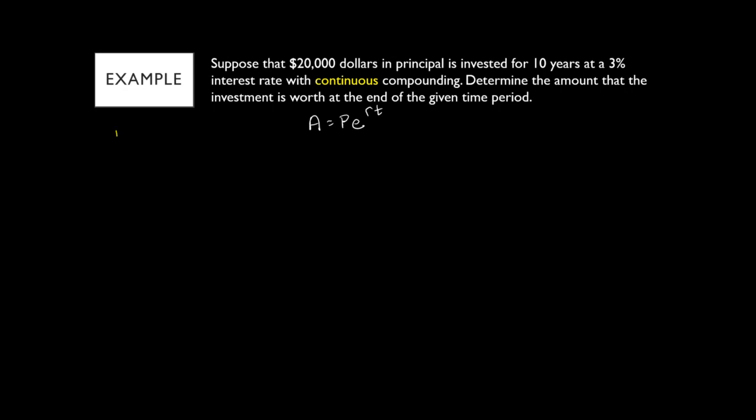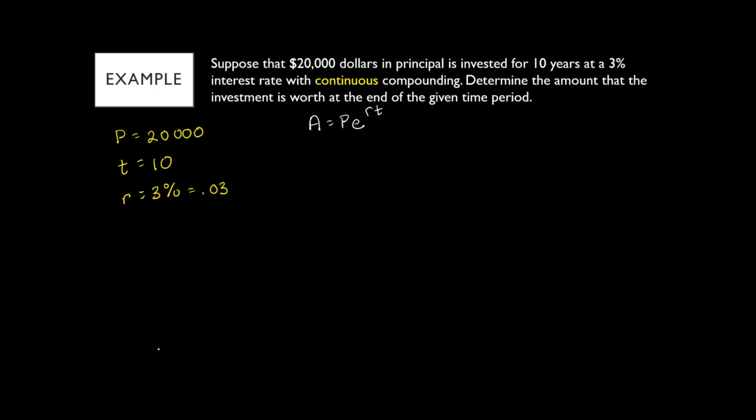So we're given $20,000 in principal. We're given that it's invested for 10 years. We're given that our interest rate is 3%, which is 0.03. So we are given all of that information, and we are finding how much it's worth.